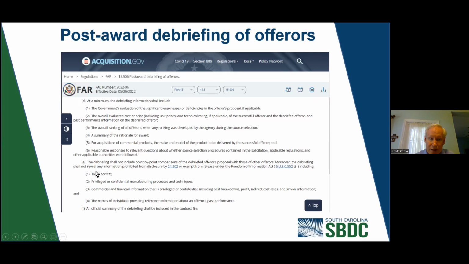The debriefing will not reveal any information prohibited from disclosure in 24.202 or exempt from release under the Freedom of Information Act.